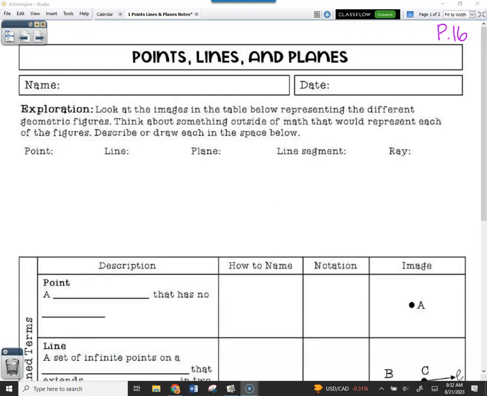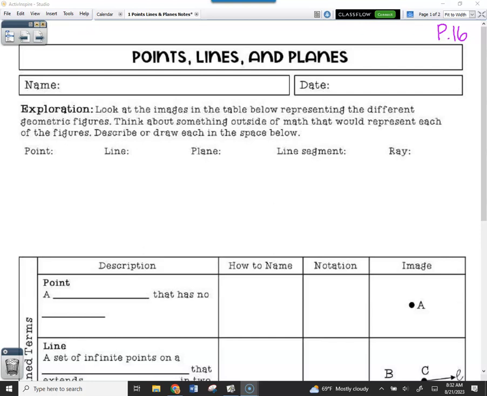So we're looking at points, lines, and planes. We're going to talk about the foundational aspects of geometry before we dive into the geometry where you're putting it all together. We first need to know the vocab and be able to write it, read it, identify it, and draw it. That's what we've got to be able to do before we hit the thicker stuff.